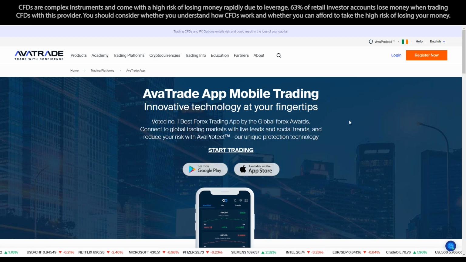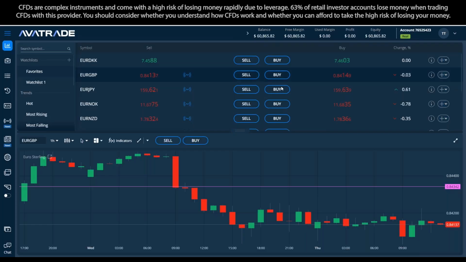Now, to get into the web trader, we log in from the upper right corner here and just enter your email address and password, and you'll be in the web trader platform.